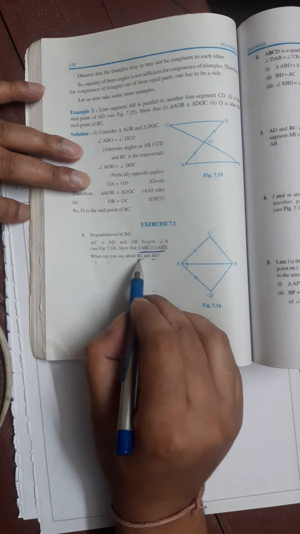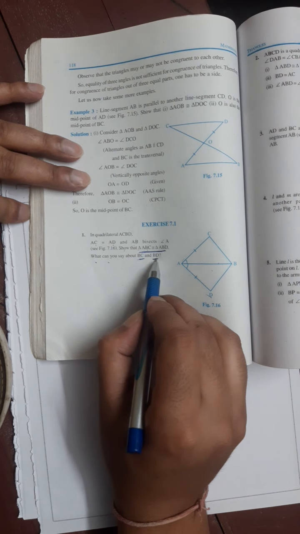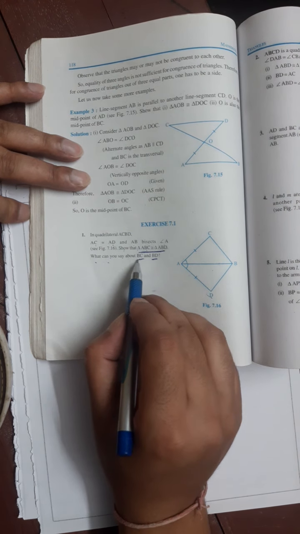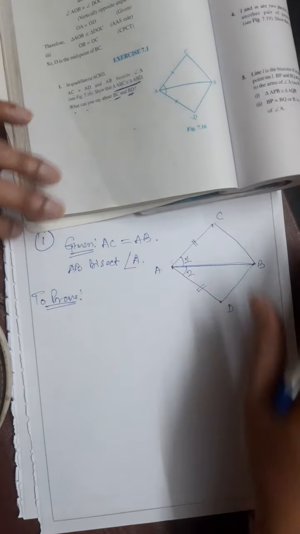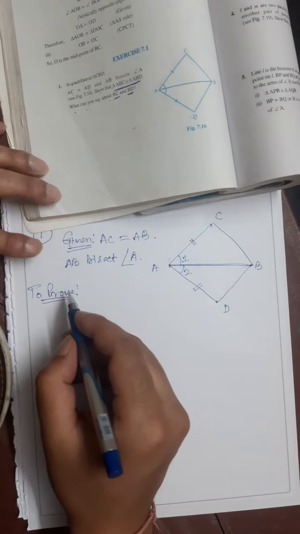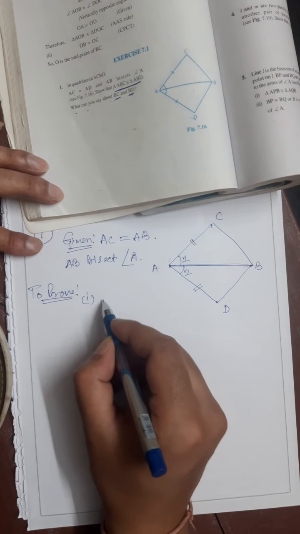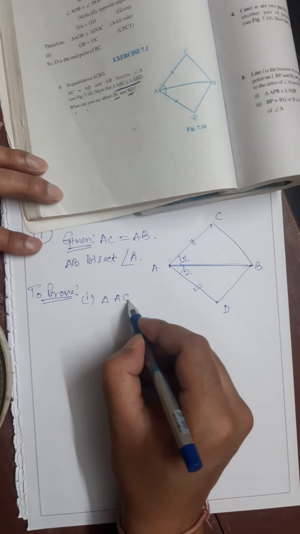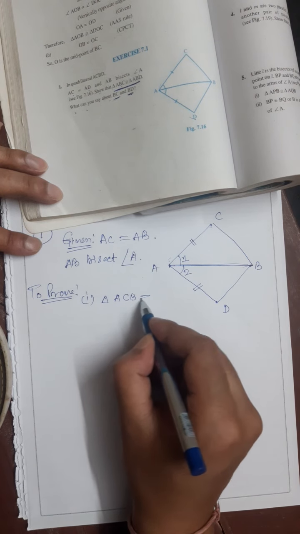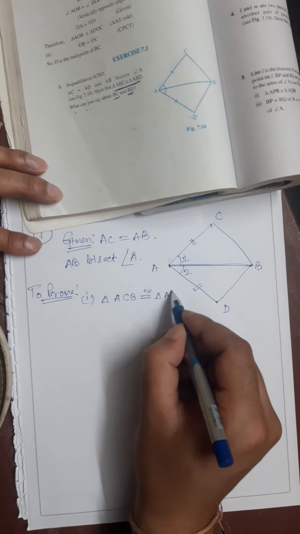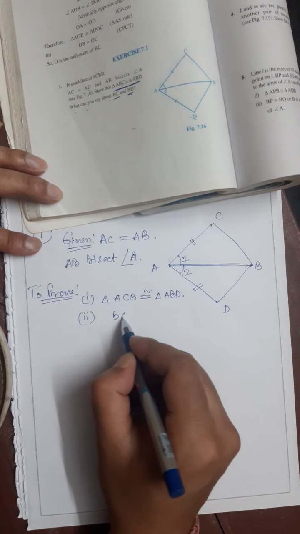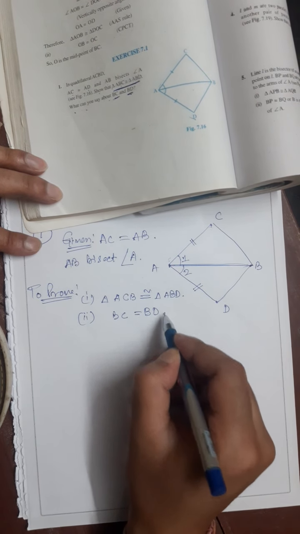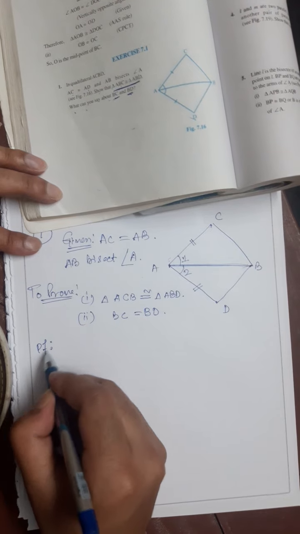What can you say about BC and BD? In the exam, you will be given that prove that these two sides are equal, BC equal to BD. So what we have to prove, we will write in two proofs. The first proof is prove that triangle ACB or ABC is congruent to triangle ABD. The second proof is BC is equal to BD. So we'll start the proof.